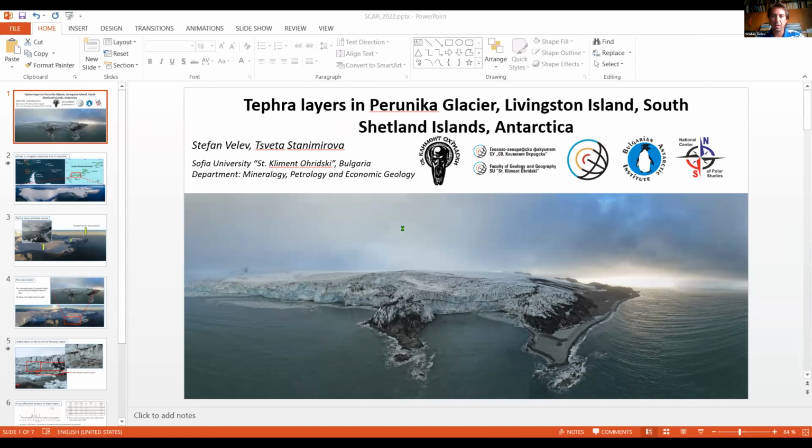I'm very happy to have a chance to present to this audience the following study: the tephra layers in Perunika Glacier, Livingston Island, South Shetland Islands, Antarctica. In this research, we will present, on the one hand, field information about the tephra layers, and on the other hand, data about the phase composition of the tephra layers based on X-ray diffraction analysis.